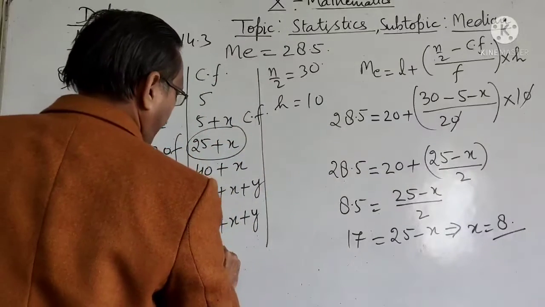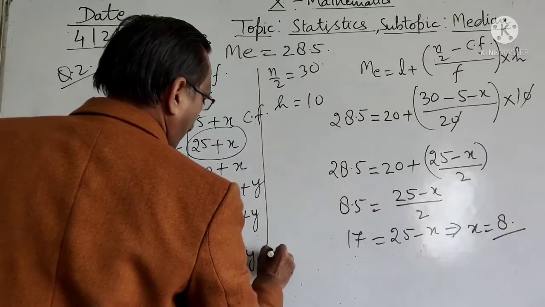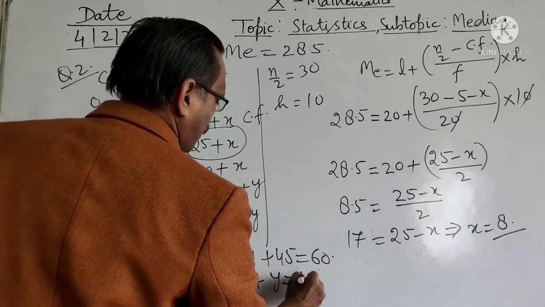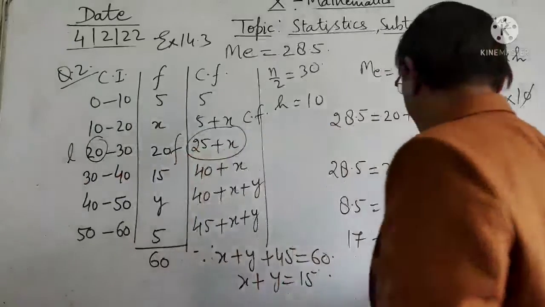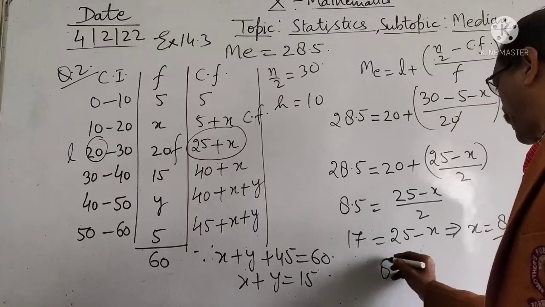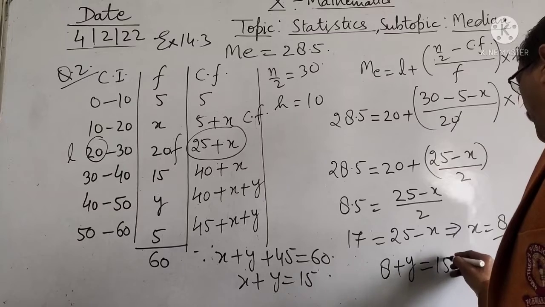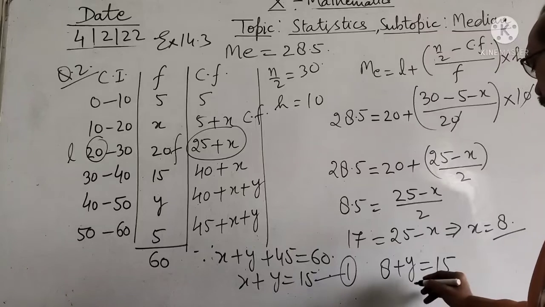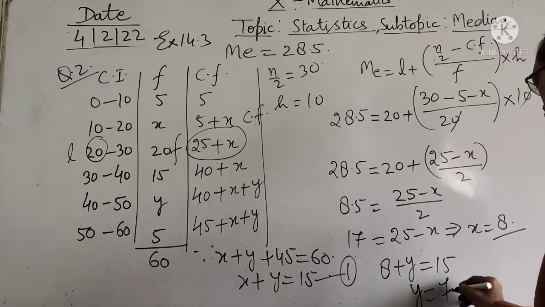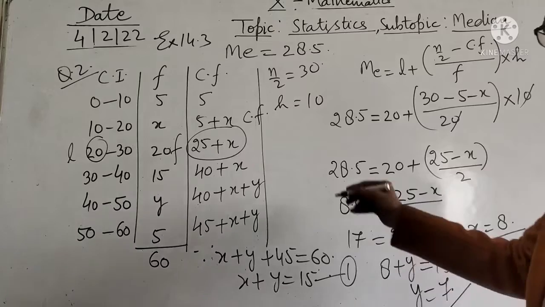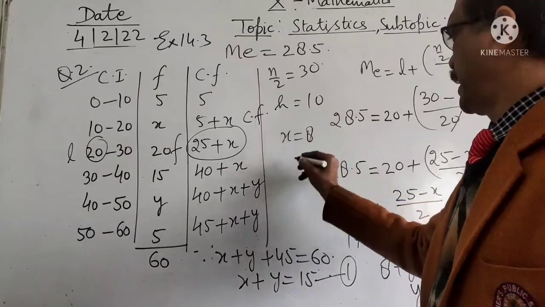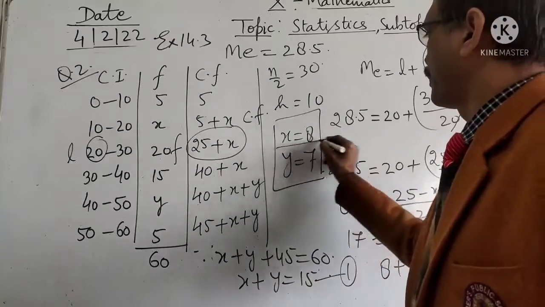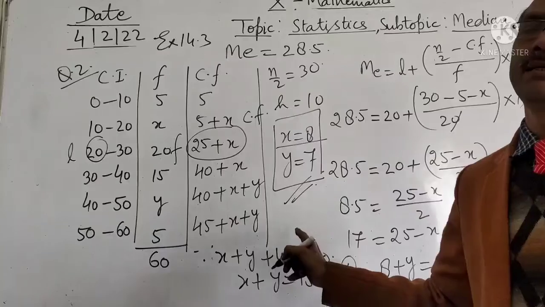Since x plus y plus 45 equals 60, x plus y equals 15. Here x is 8, so 8 plus y equals 15. Putting in the value of x, y equals 7. So the required values are x is 8 and y equals 7. That is the answer.